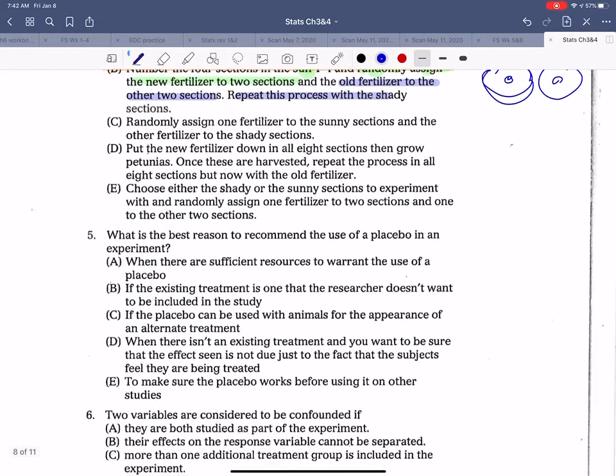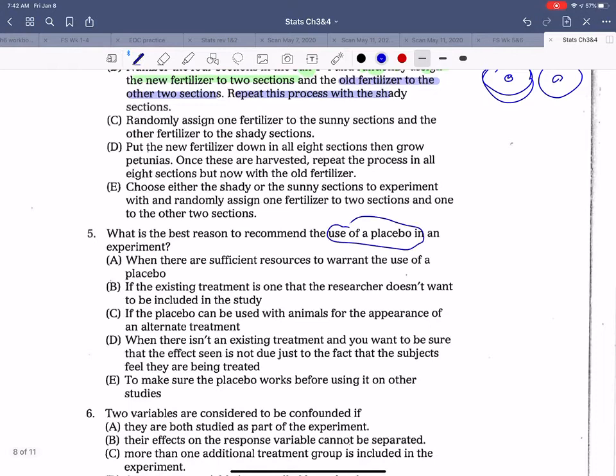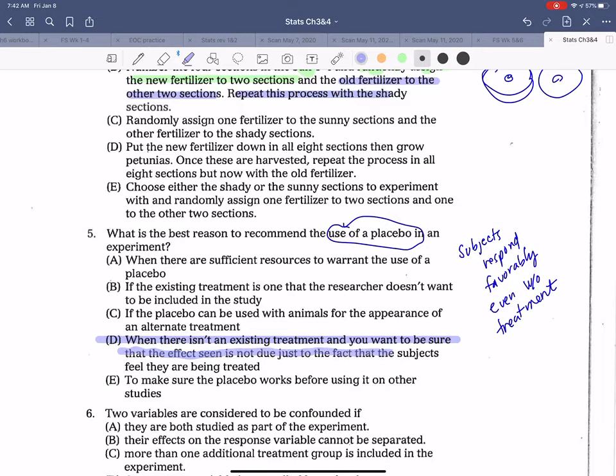What is the best reason to recommend the use of a placebo? Okay, so we know that a placebo effect is when the subjects respond favorably even without a treatment. So this would be used when there isn't an existing treatment and you want to be sure that the effect seen is not just due to the fact that they feel like they're being treated.